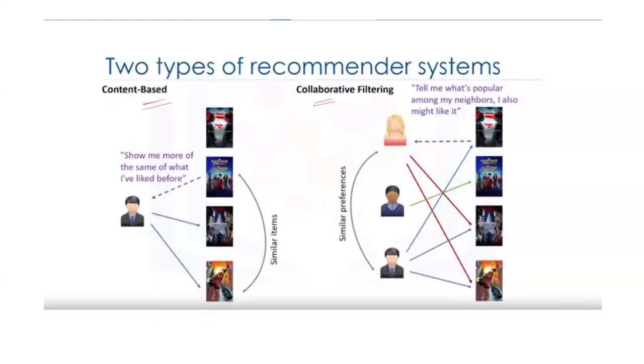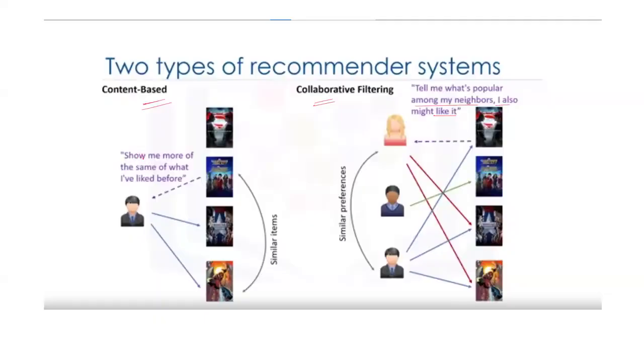Based on the gender, age, and region, the preferences may change. This particular algorithm will try to find the similar kind of people across the entire customer base, analyze their patterns, and then based on that it recommends the right products or items to the other users. So here, it's like saying, tell me what's popular among my neighbors, I also might like this. This is the concept being used in collaborative filtering.